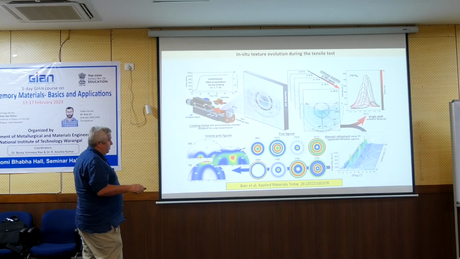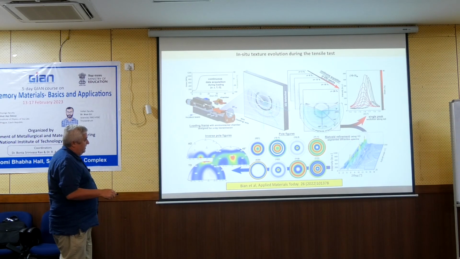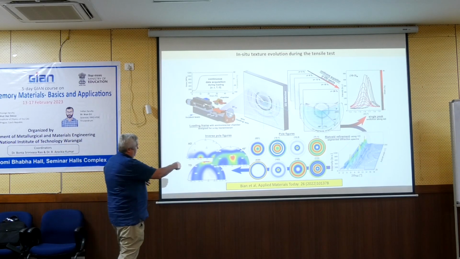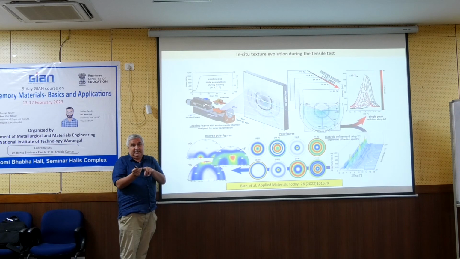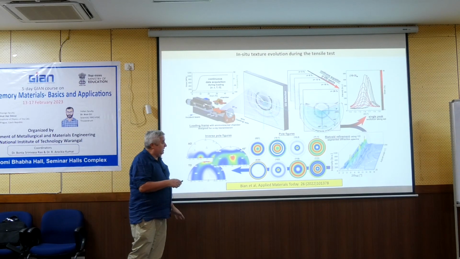It's a lot of diffraction patterns on which we perform the Rietveld analysis. There are 111 diffraction patterns, and we have to perform the Rietveld analysis simultaneously on all of them to obtain such pole figures, and finally the inverse pole figures. But all this is done to obtain information about the orientation of the martensite lattice with respect to the wire axis.